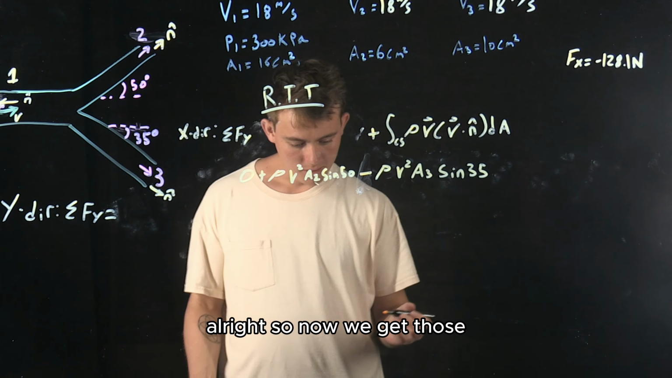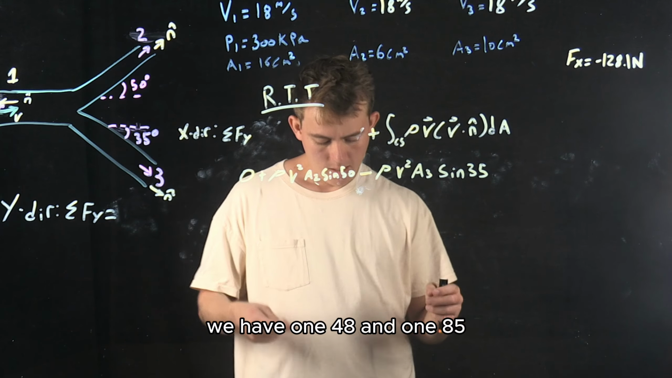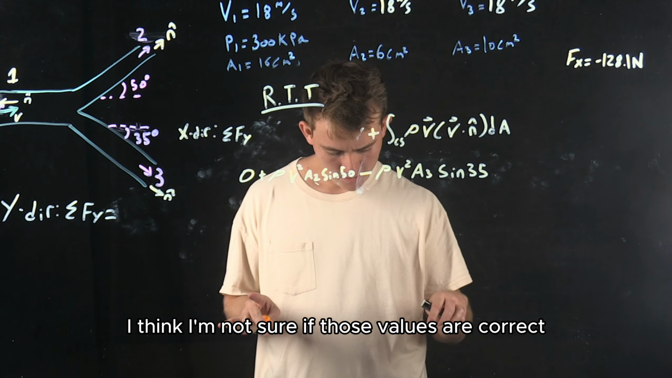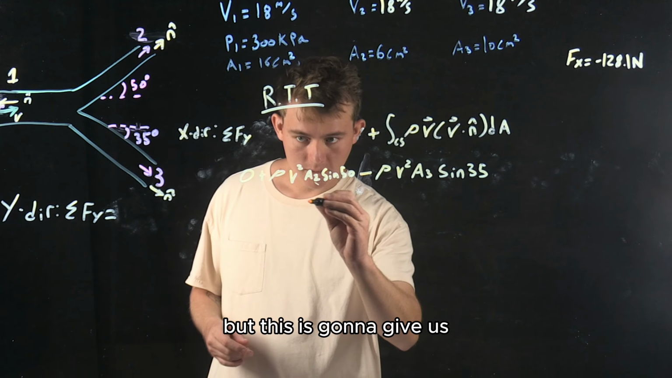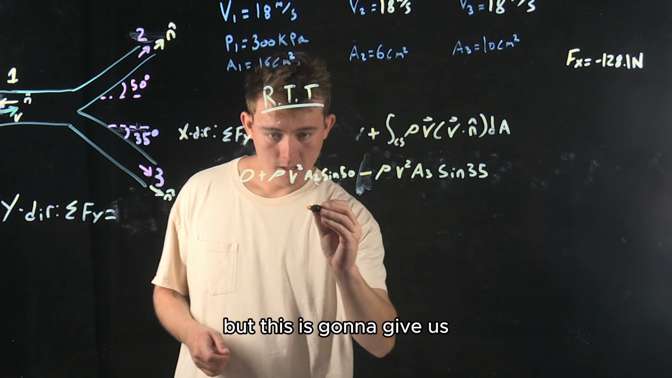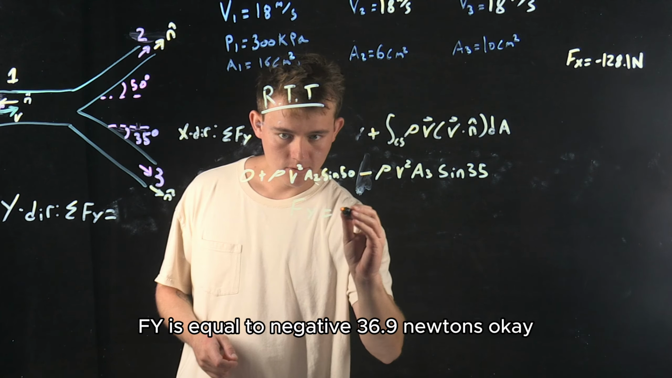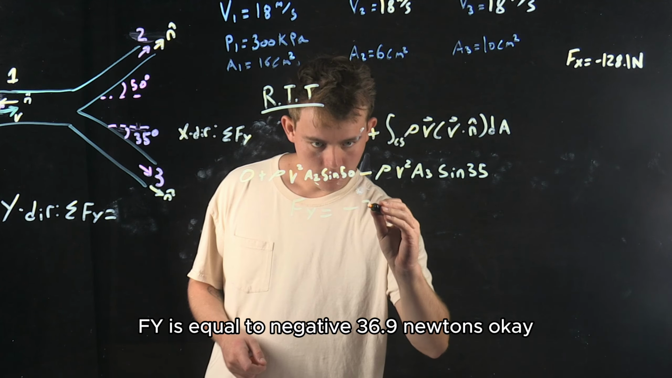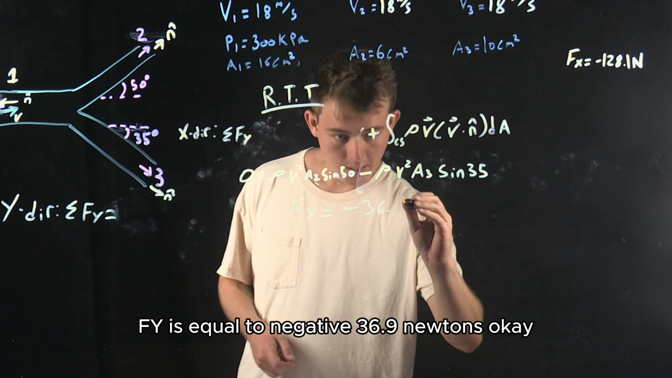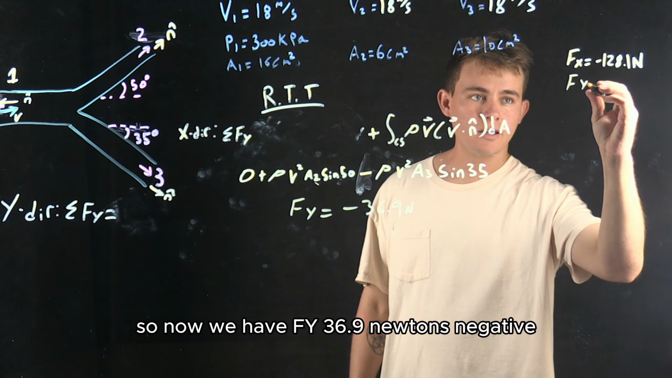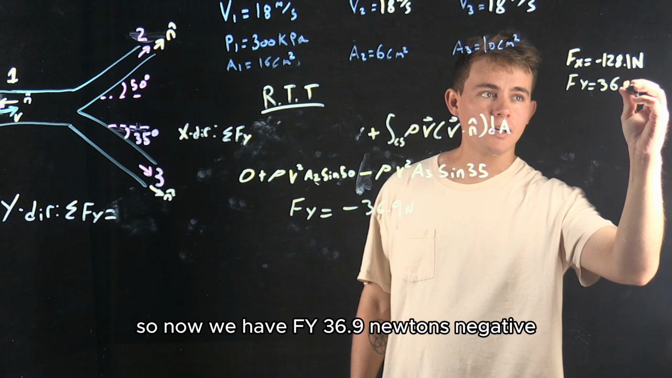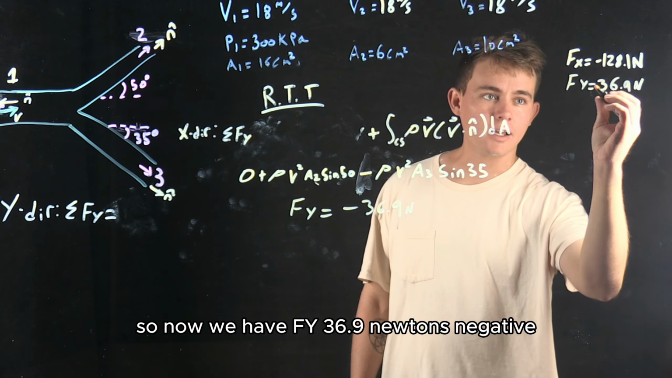All right, so now we get those. We have 148 and 185, I think. I'm not sure if those values are correct. But this is going to give us Fy is equal to negative 36.9 newtons. Okay, so now we have Fy, negative 36.9 newtons.